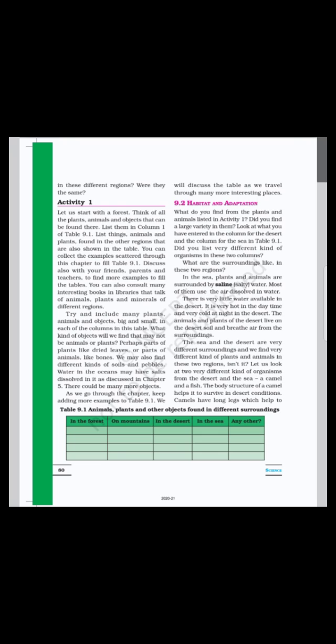There is very little water available in the desert. It is very hot in the daytime and very cold at night in the desert. The animals and plants of the desert live on the desert soil and breathe air from the surroundings.